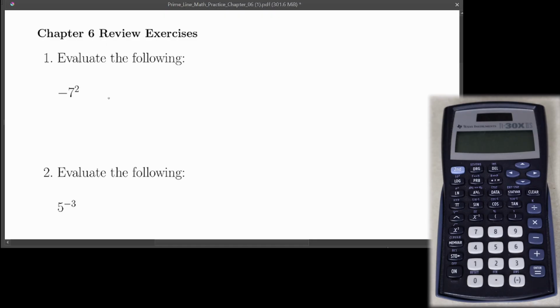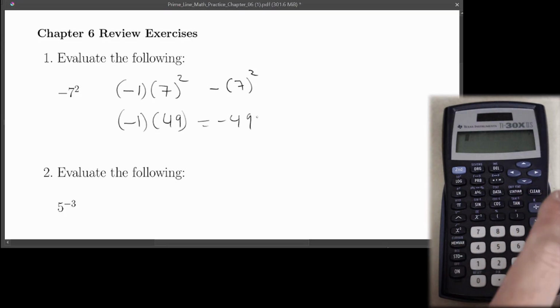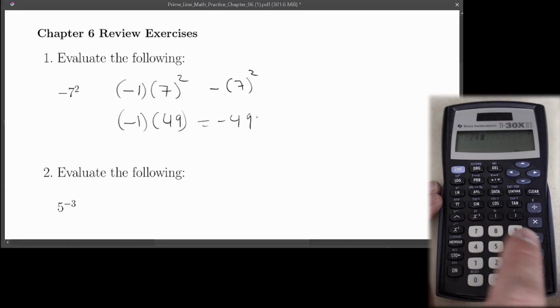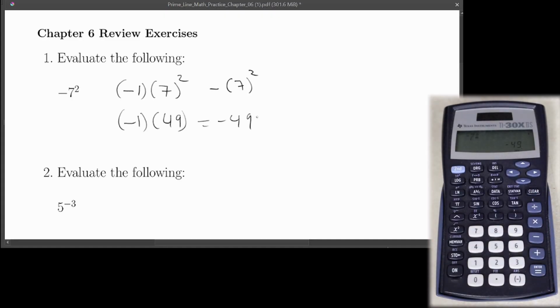So realize when you see this written, it is like saying -1 times 7 squared. The negative sign is outside of the power. It can also be written as -7 squared, realizing that the power only affects the 7. In this case, this is a -1 times a 49, which gets us a -49. On our calculator, if we do -7 squared, realize we get the same value.